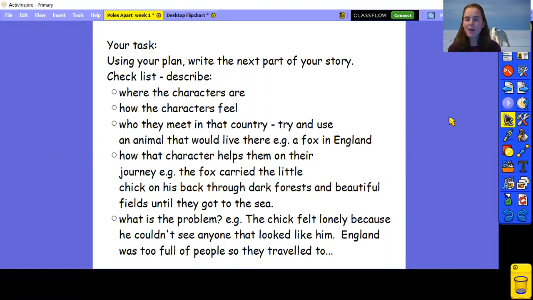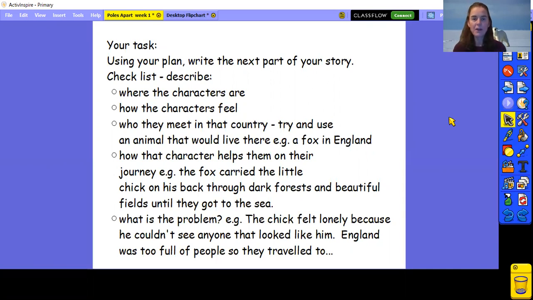So when arriving in your first country, I want you to describe where the characters are. So thinking about using adjectives to describe what they can see, what the weather is like, and also how they feel when they arrive. Next, you want to think about who they meet in that country. Now, try and use an animal that would live in that country. You might need to do a little bit of research on that first.